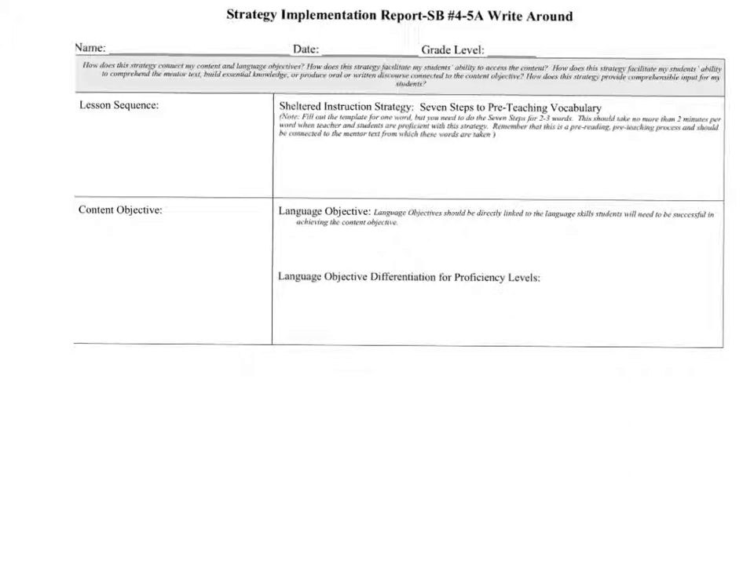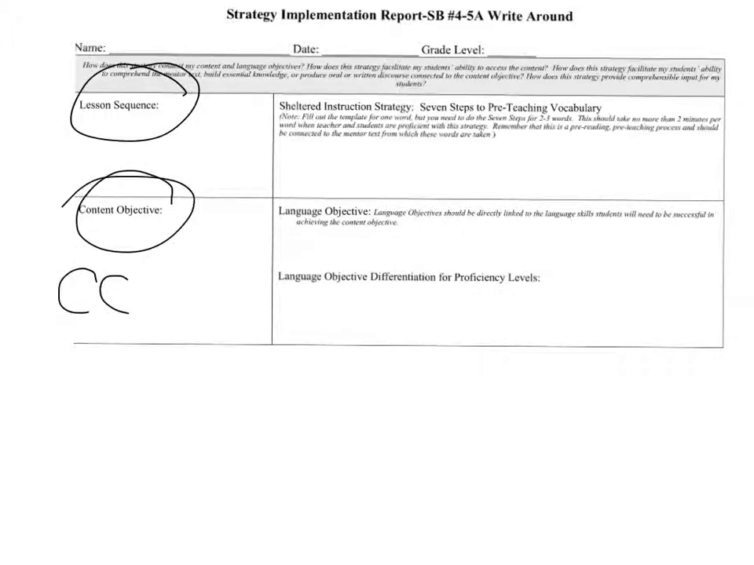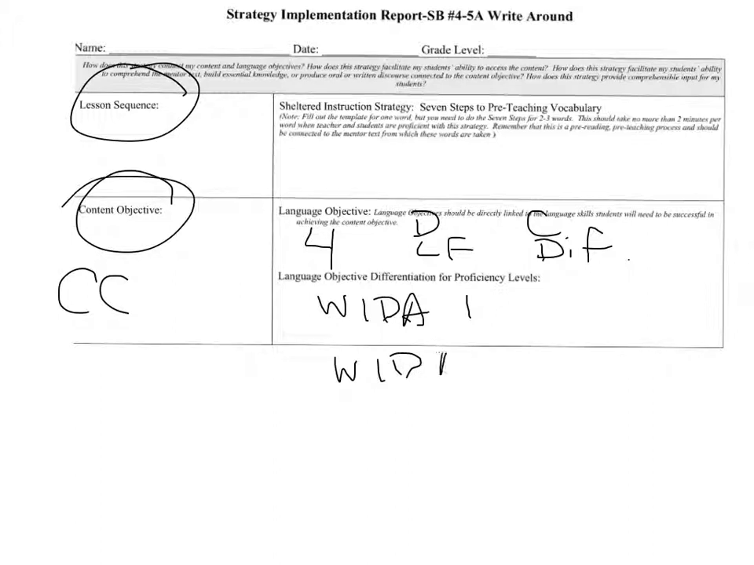For SIR 4 and 5, we have the same thing as SIRs 1, 2, and 3, where you have to tell me about the lesson sequence, your content objective, which is your Common Core standard, your language objective, which has the 4 parts: the domain, the language function, the content, and the differentiation. Then the language objective differentiation for proficiency levels tells me about your WIDA levels. For example, if you have a WIDA level 1, how is that different from a WIDA level 3 and what you're expecting them to do?